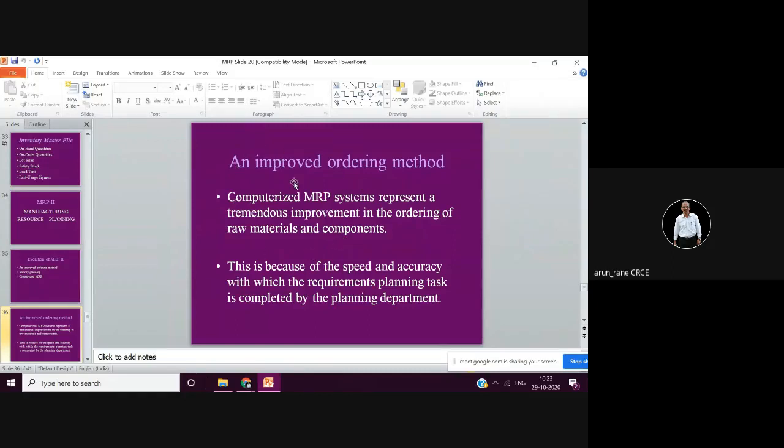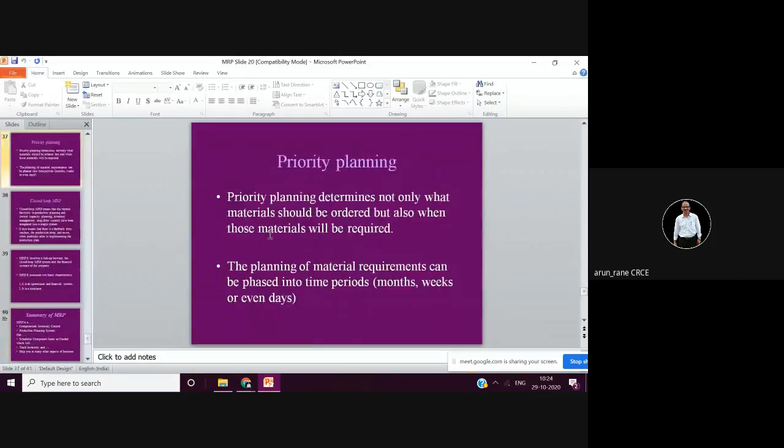And when we talk about manufacturing resource planning, it is applicable to your entire factory. The speed and accuracy are completed by the planning department. So you have a separate production planning and control department. So priority planning again is the work of people, that is the production planning department.